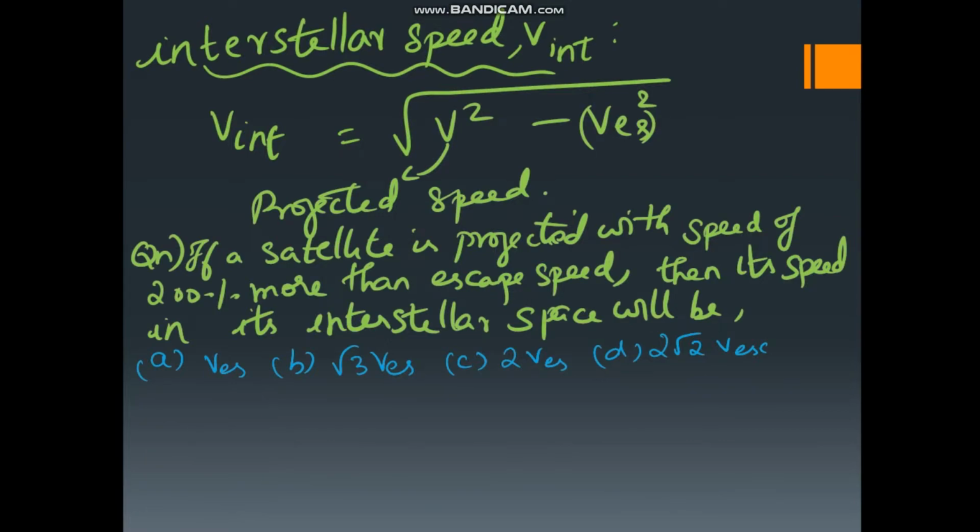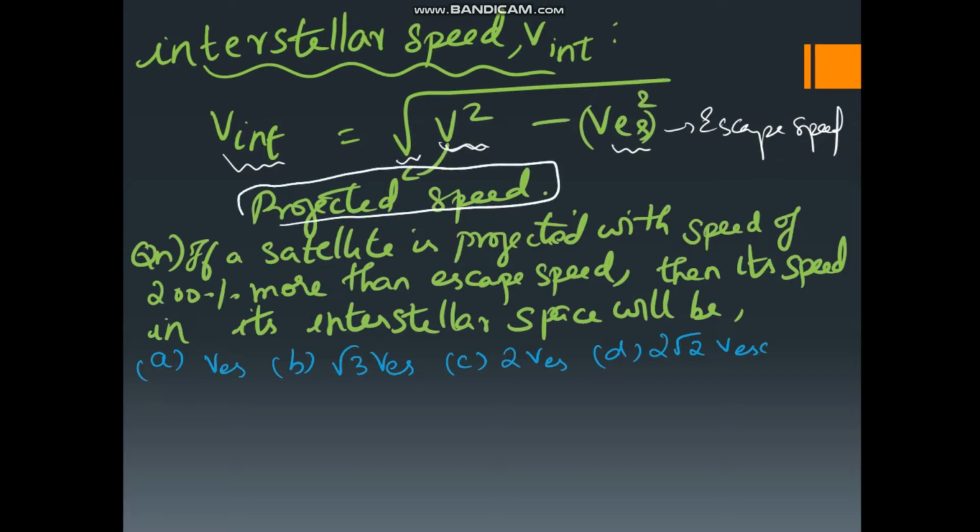What is the interstellar speed? They will ask. Interstellar speed formula is given by square root of v square minus v escape the whole square. V escape is the escape speed or escape velocity, and v is the projected speed, the speed with which you are projecting a thing. Based on this, we will see one numerical here.